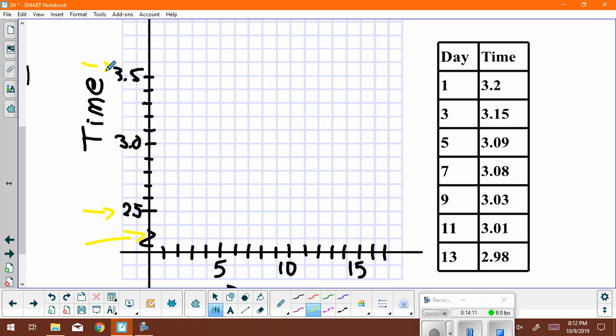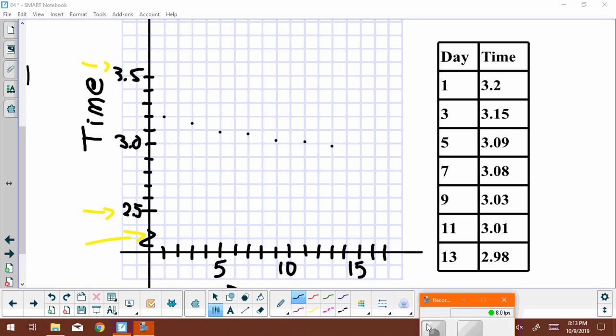So we'll add our points to the graph. So there's our points. Magic of technology, they're just there. Again, this would be a good place to pause, make sure everyone gets their points in the right spot on their graph.